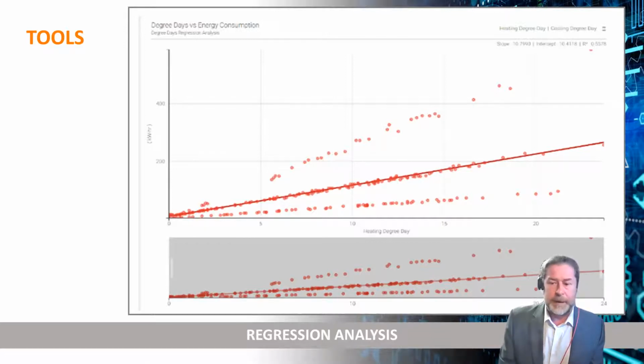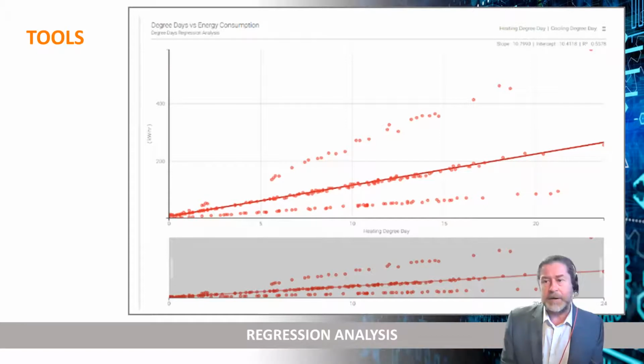Now, the idea behind this is to try and shift that curve down. So your energy improvement projects should lower the curve, so you use fewer kilowatt hours per heating degree day. And that's a measure of how successful your projects will have been.